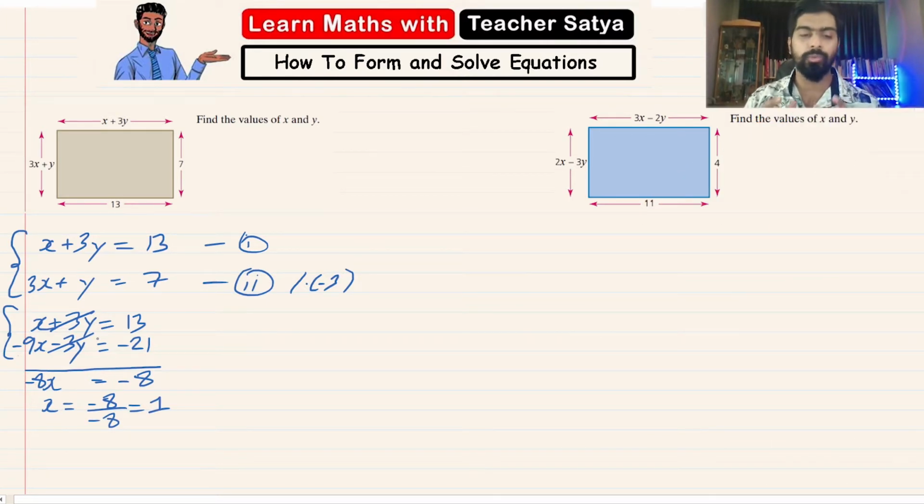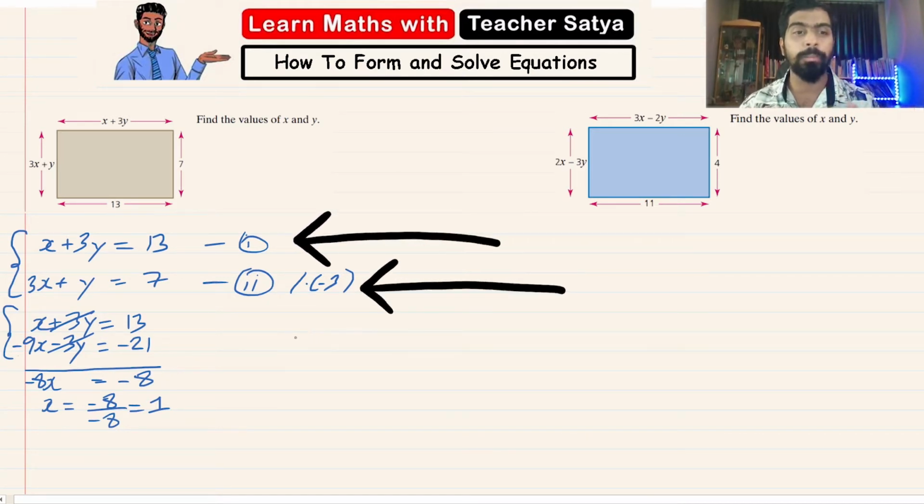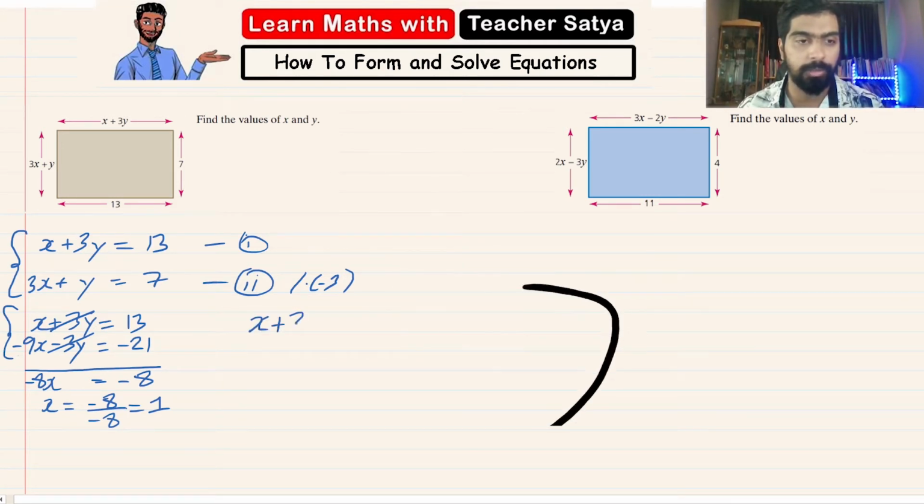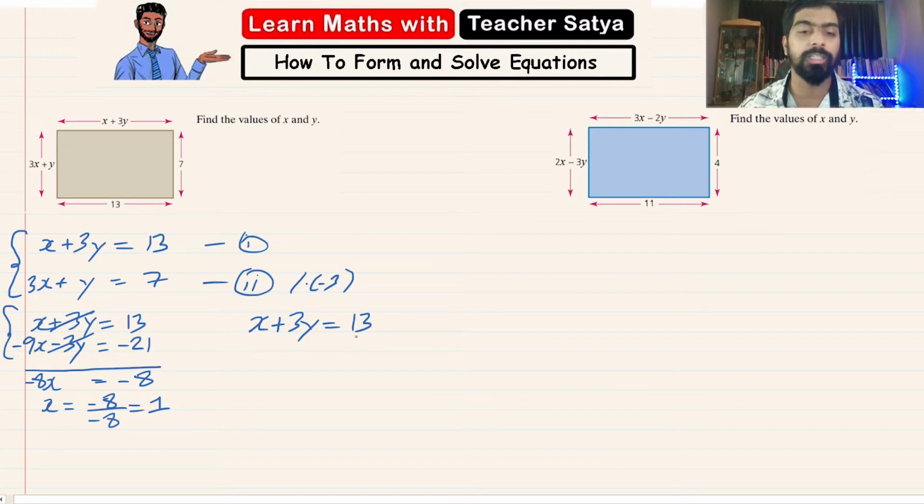Now I'm going to take this value of x and substitute it either in the first equation or the second equation. The answer would be the same, guys. So let's go ahead and choose the first one. So I have the first one as x plus 3y is 13, right guys?